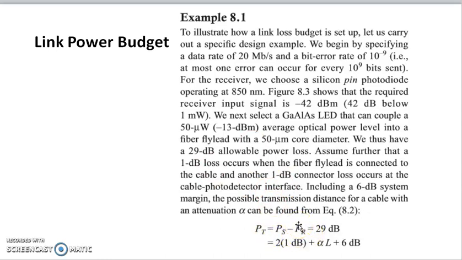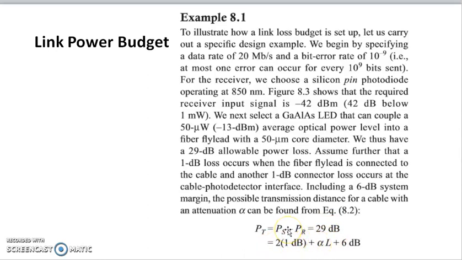If a further loss occurs, 1 dB loss occurs when the fiber fly lead is connected to the cable, and another 1 dB connector loss occurs at the cable photodetector interface. So that's why 2 times 1 dB is considered, and this one is about the length of the fiber, and it includes 6 dB of system margin. This one is about 6 dB of system margin, and the possible transmission distance for the cable with an attenuation of alpha. So this is the total loss, and in between there will be a loss.